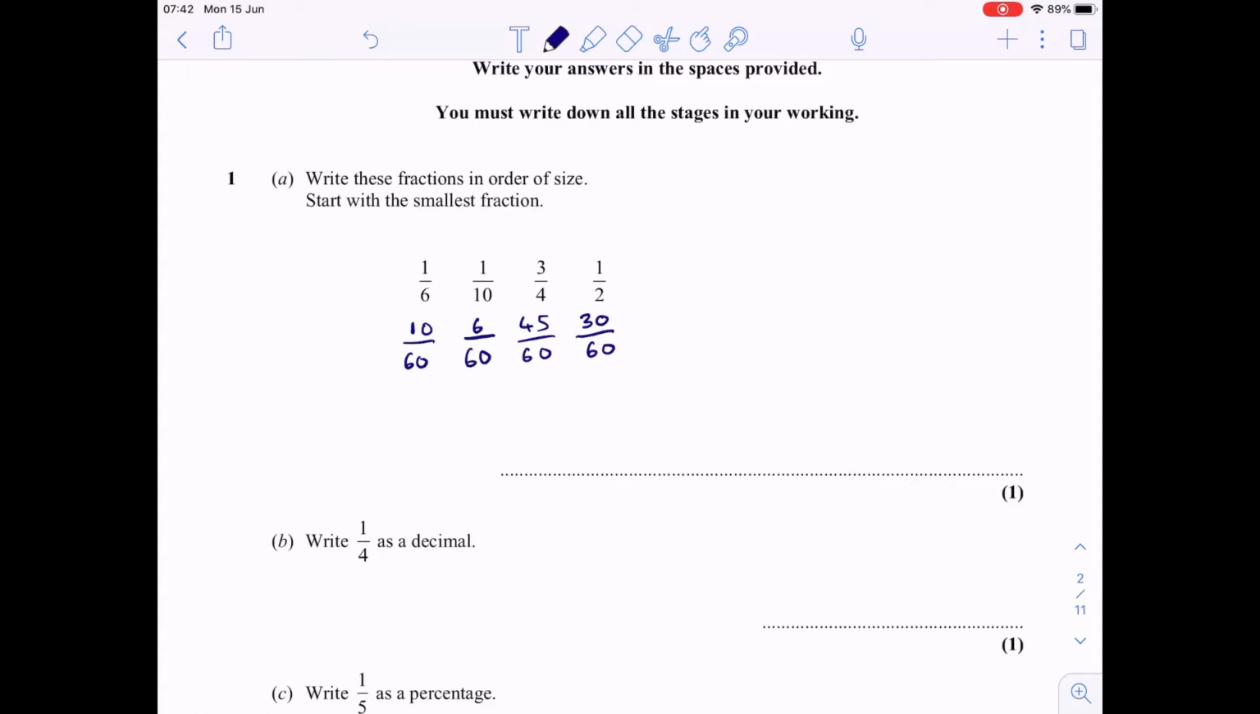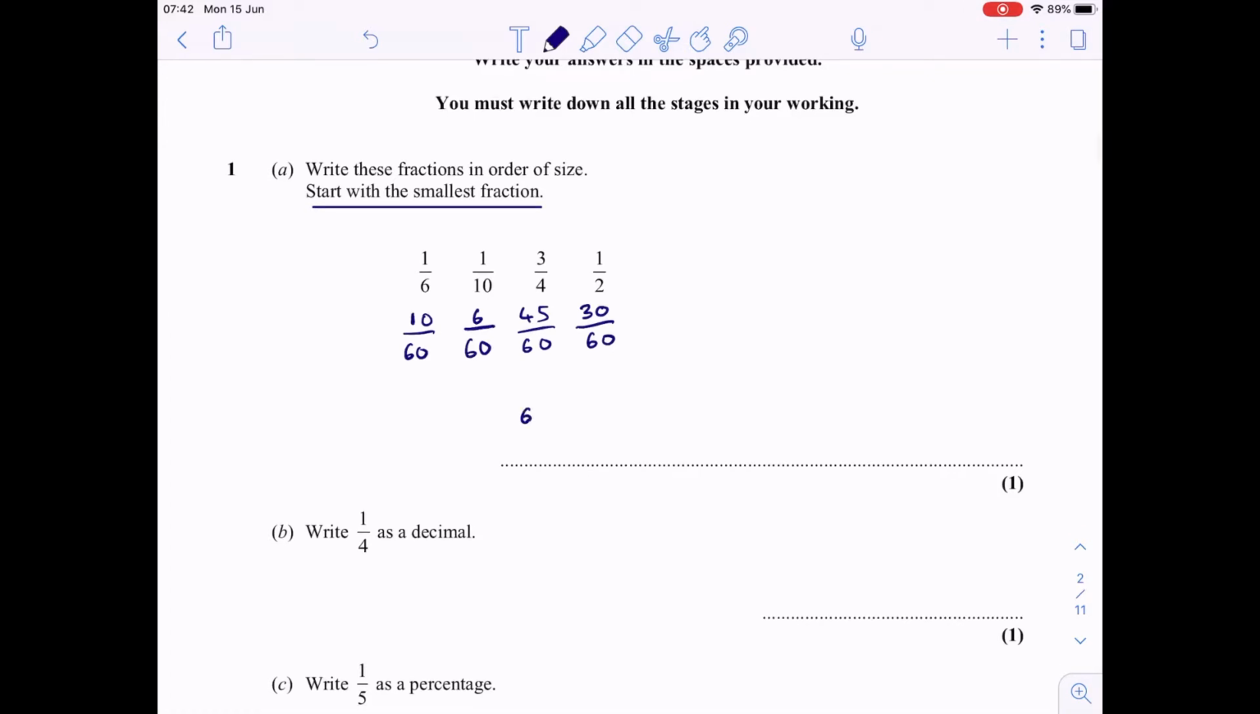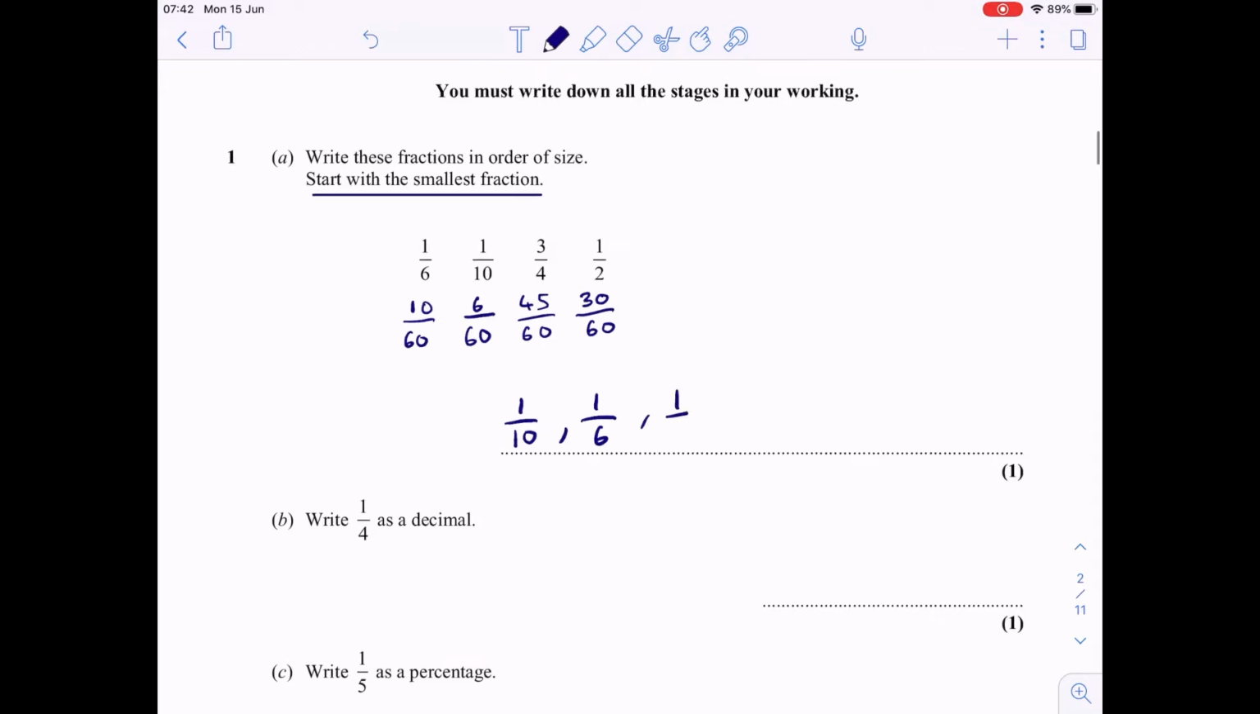Okay, so our smallest one, we start with the smallest fraction, is going to be 6 out of 60, isn't it, which is 1/10. So actually let's not write it as the changed form, so 1/10 is the smallest fraction. Then we have 1/6. Then we have 1/2, 30 out of 60, and then we've got 3/4. Okay, so those are the orders.